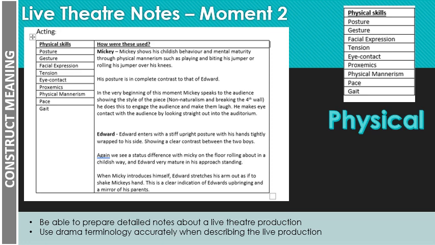Again, we see a status difference with Mickey on the floor rolling about in a childish way, and Edward very mature in his approach, standing up. When Mickey introduces himself, Edward stretches his arm out as if to shake Mickey's hand. This is a clear indication of Edward's upbringing and a sort of mirror of his parents. Again, with Edward standing and Mickey on the floor, we see that same proxemics. We see those same status differences as we did with Mrs. Johnson and Mrs. Lyons at the beginning.